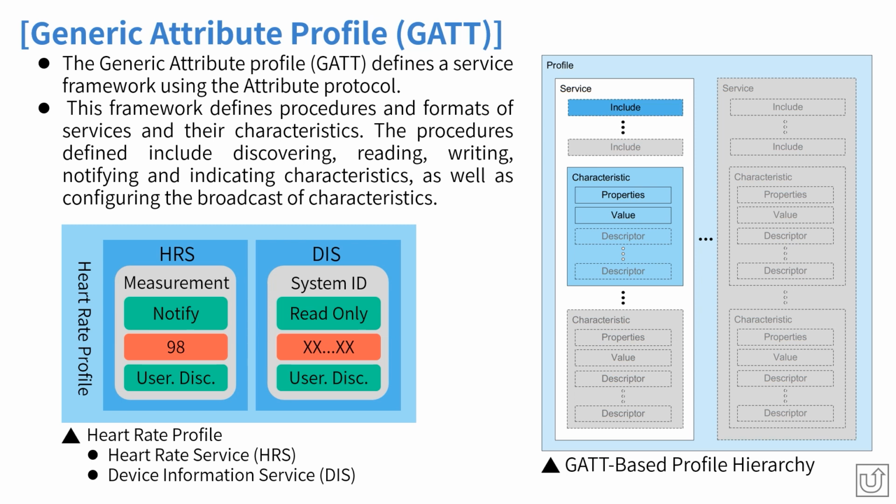The picture on the right is the GATT-based profile hierarchy. The GATT profile specifies the structure in which profile data is exchanged. This structure defines basic elements such as services and characteristics used in a profile. The top level of the hierarchy is the profile.